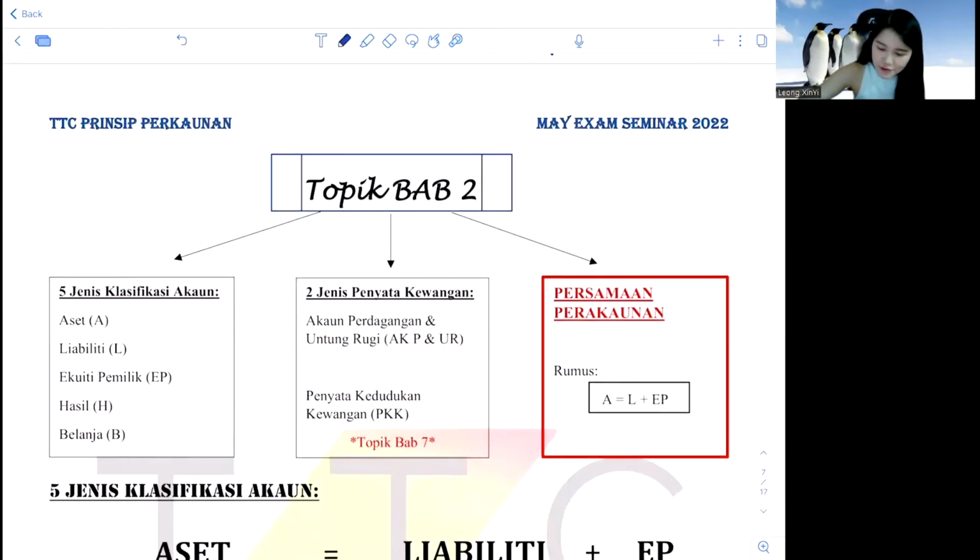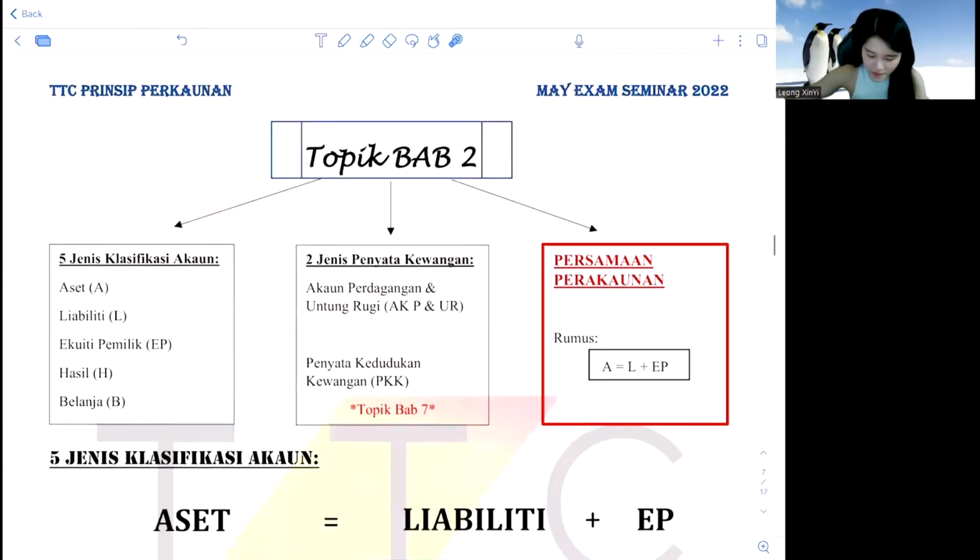Okay, so here we have 3 sections of Bab 2. Number 1 is to first learn about the jenis klasifikasi account. So klasifikasi stands for asset, liability, equity pemilik, hasil, and belanja, which I did say earlier are the classes of items we have, different types of items that we slot into categories. And as for the second section of your Bab 2, that is going to cover dua jenis penyata kewangan. By the way, this penyata kewangan is part of Bab 7, but they push it forward to chapter 2 because some of the school teachers will actually want to come out in exam testing you guys about the format.